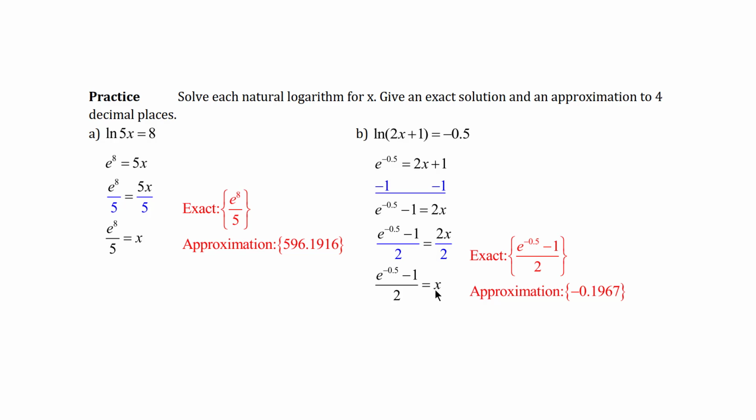We write the final answer for the exact value in set notation. I have a set of curly brackets and e to the negative 0.5 power minus 1 over 2 on the inside. For the approximation, I have a set of curly brackets and negative 0.1967 on the inside.